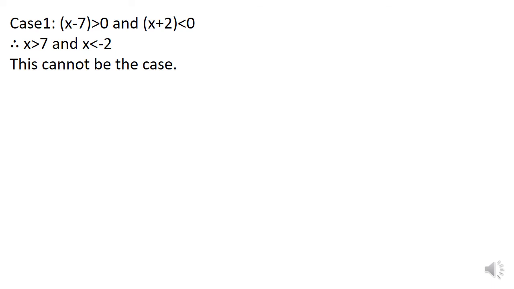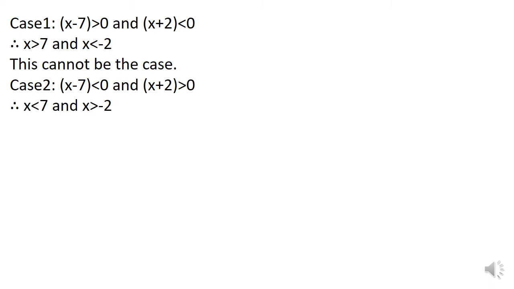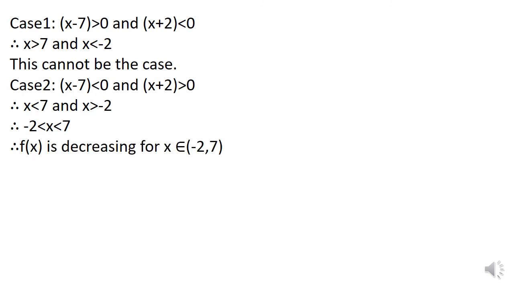We discard this case and take case 2, where x minus 7 is negative and x plus 2 is positive. That means x is less than 7 and x is also greater than minus 2. Yes, there are numbers which are greater than minus 2 but less than 7. So we conclude that x lies between minus 2 and 7 by writing it like this. And thus we say that f(x) is decreasing for x belonging to the open interval minus 2 up to 7.